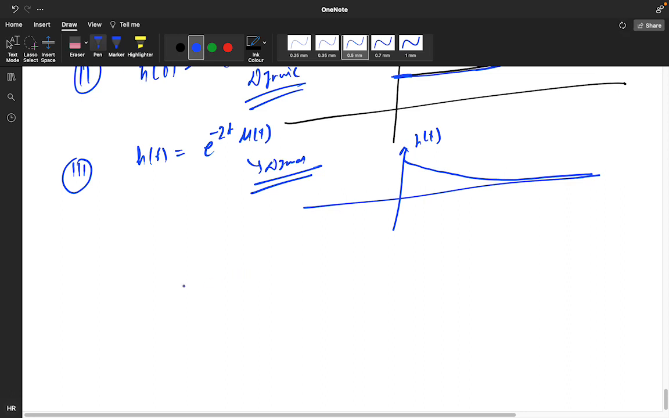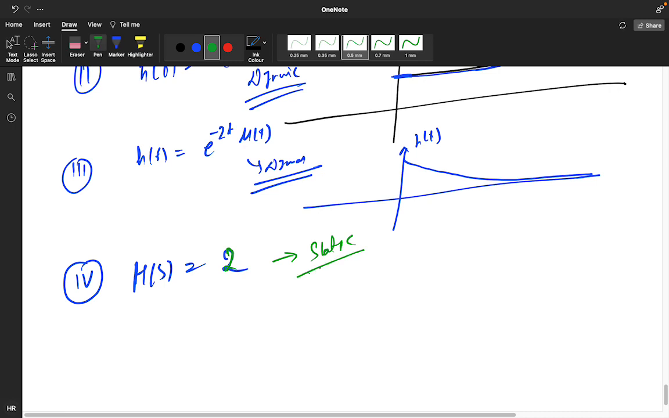Correct? Now the fourth question. Tell me about this. They have given h of s equals 2. Is it static or dynamic? They have given a constant value, so you can directly say it is static. If h of s is given as a constant, even if they give something like 2 plus j, it is static, because these are constant values.